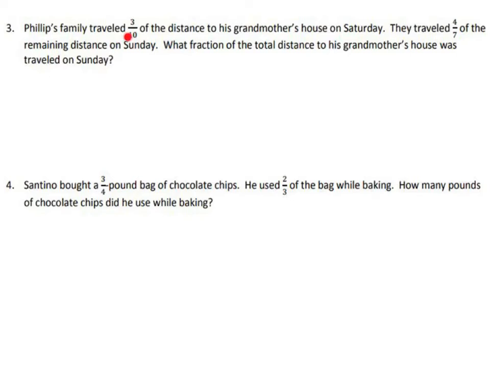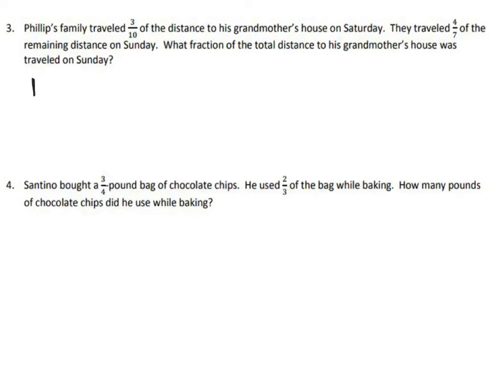Philip's family traveled 3/10 of the distance to his grandmother's house on Saturday. They traveled 4/7 of the remaining distance on Sunday. What fraction of the total distance to his grandmother's house was traveled on Sunday? Now, when I think about this word problem, I think about what they're doing. What are they doing? They're traveling, probably in a car. So I'm going to think about it like a road. Philip's family started here.